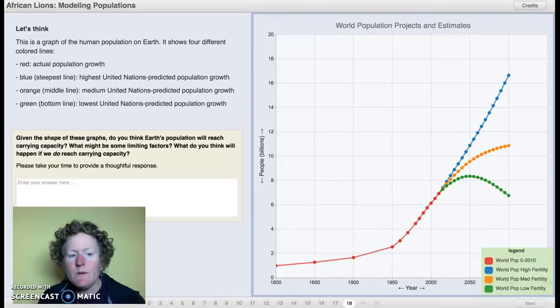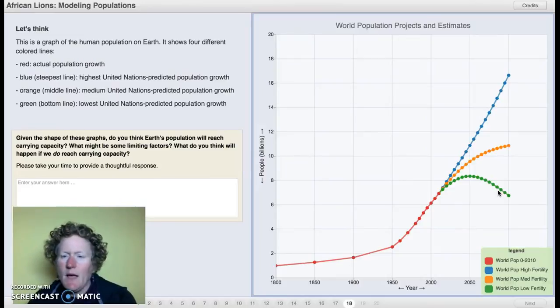Now let's apply what we've learned about bacteria and lion population growth to humans. Here are 3 different growth curves for human population growth. This is the highest model predicted by the United Nations. This is kind of the medium growth model, and this would be the lowest United Nations predicted model. Given the shape of these graphs, do you think Earth's population will reach a carrying capacity? What might be some limiting factors? What do you think will happen if we do reach carrying capacity?